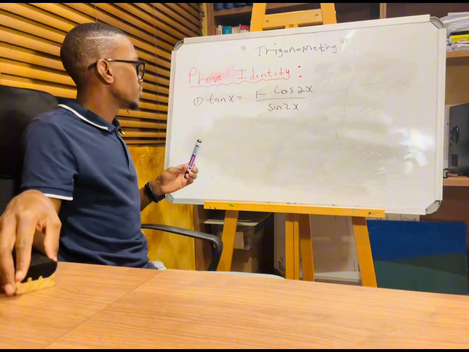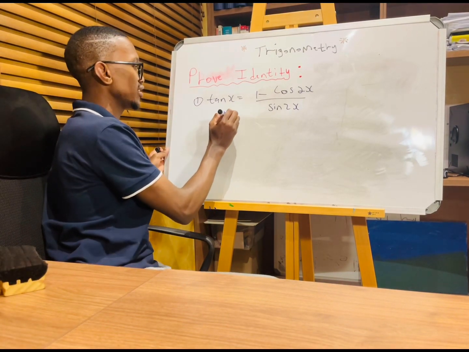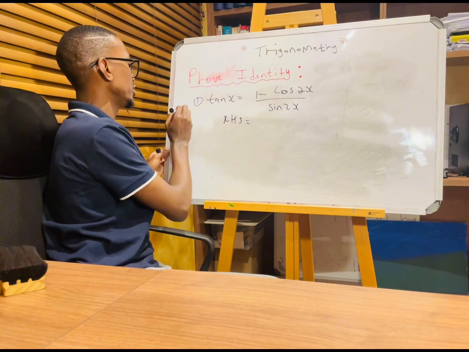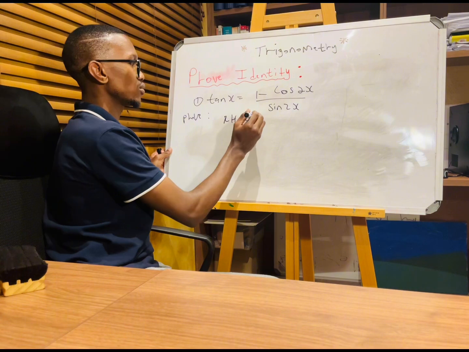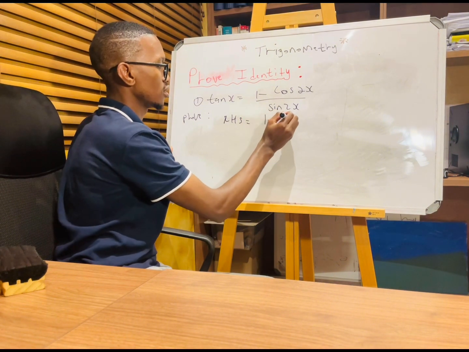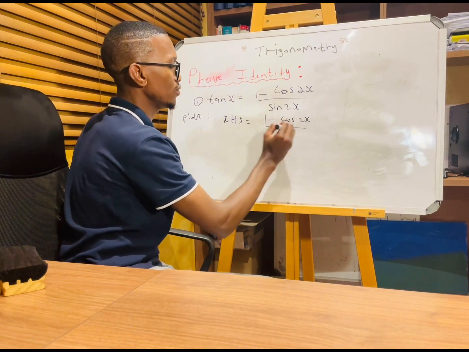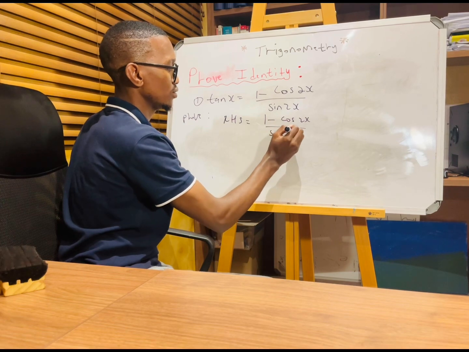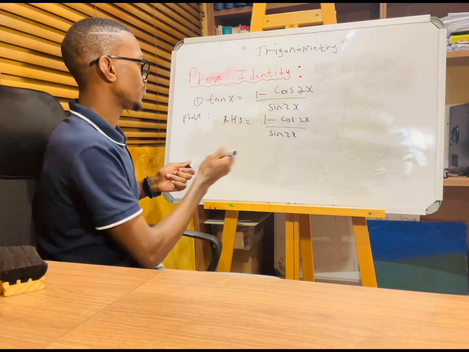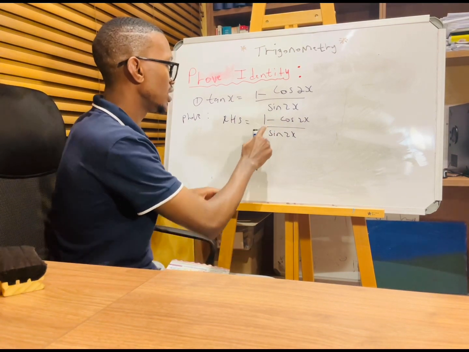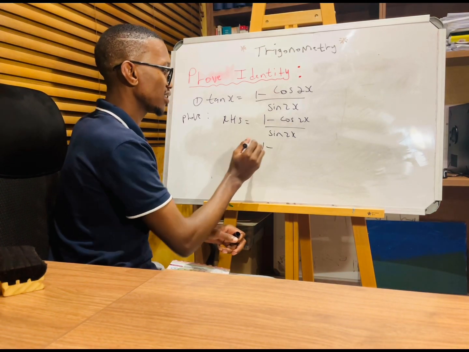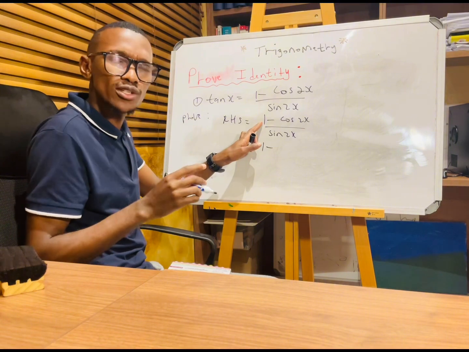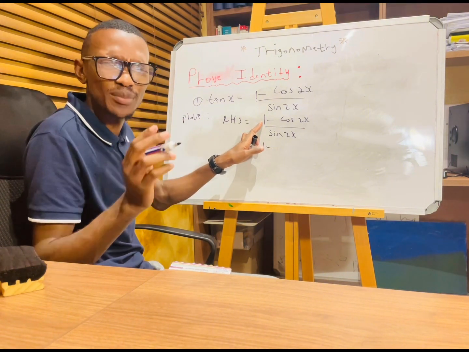Okay. Then the right hand side, we need to prove that the left hand side equals the right hand side, which equals 1 minus cos 2x over sine 2x. Now check what I'm gonna do. I'm gonna change this one. This one is gonna be 1 minus, don't rush. I know that 1 equals sine squared theta plus cos squared theta, but don't rush, relax.